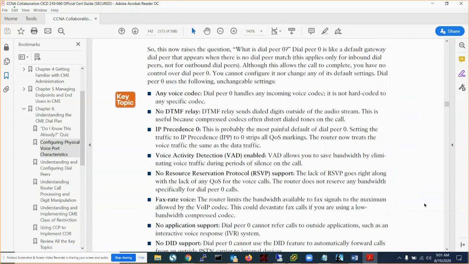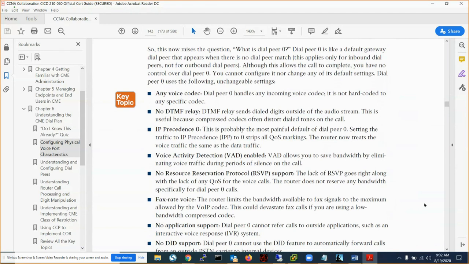So now this raises the question: what is dial pair 0? Dial pair 0 is like a voice gateway dial pair that appears when there is no dial pair match. This applies only for inbound dial pairs, as I was talking about. For outbound dial pairs, if you don't have one, there's nothing the router can do.